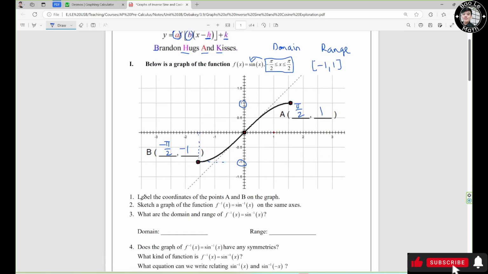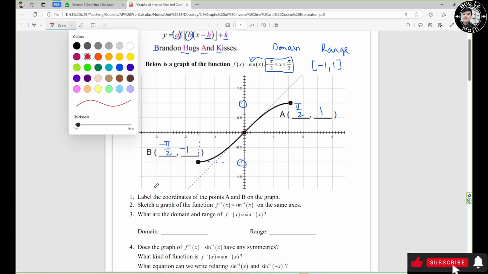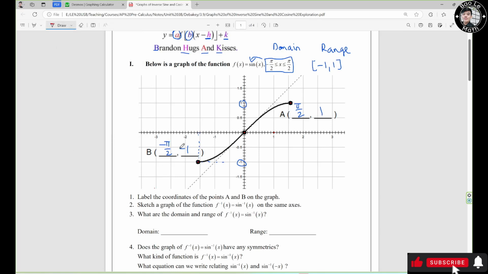Alright. Now, sketch a graph of the function inverse sine of x on the same axis, right? So we just swap the x and y values. The point negative pi over 2, comma negative 1 becomes negative 1 and negative pi over 2, so it's going to be right here. And this point becomes 1 and pi over 2, so it could be right here. Alright, now we sketch this one. It's going to be something like this.